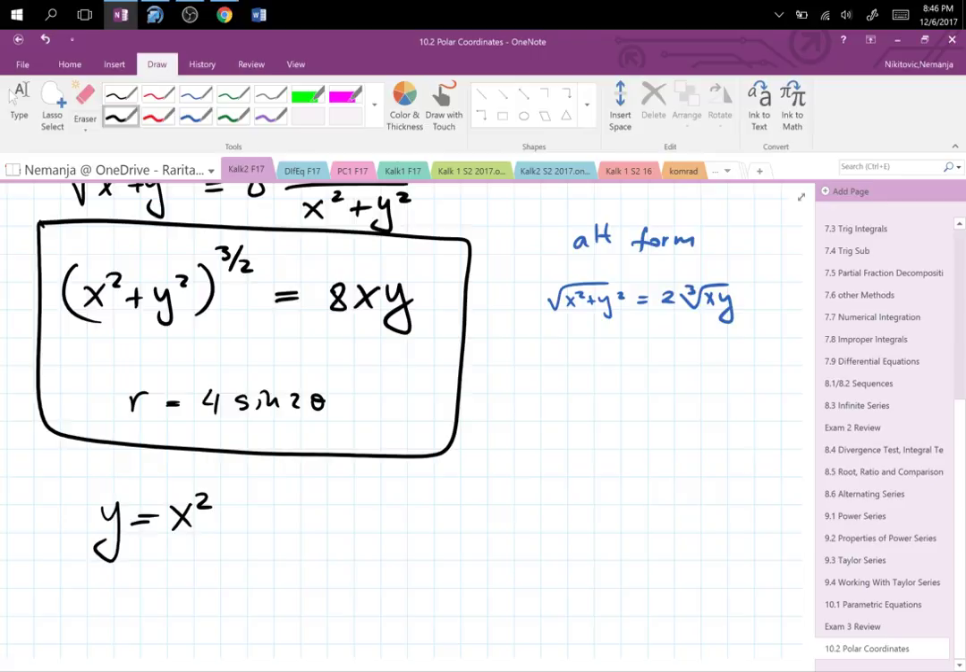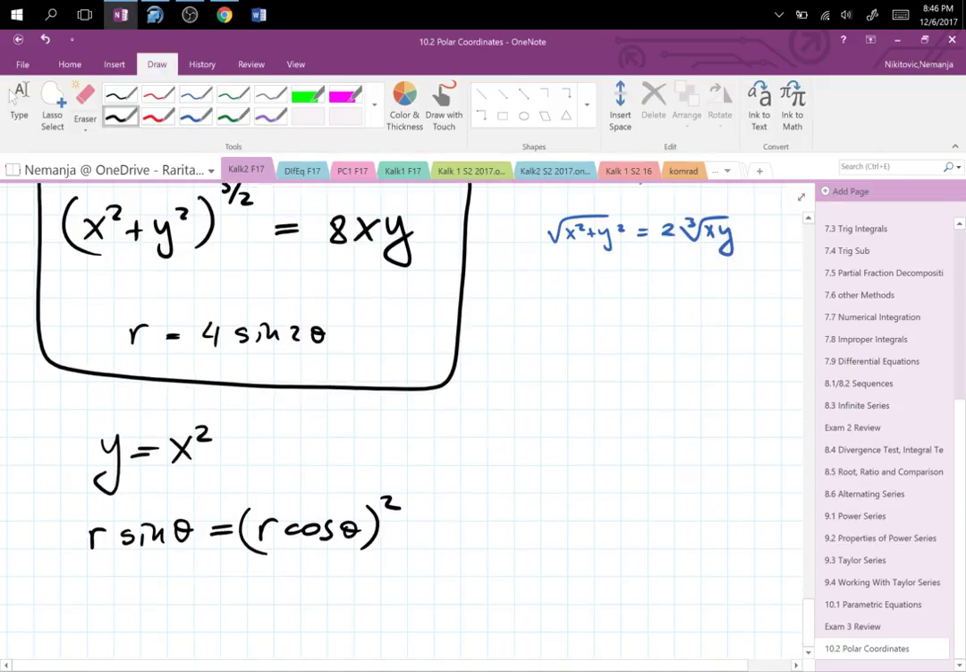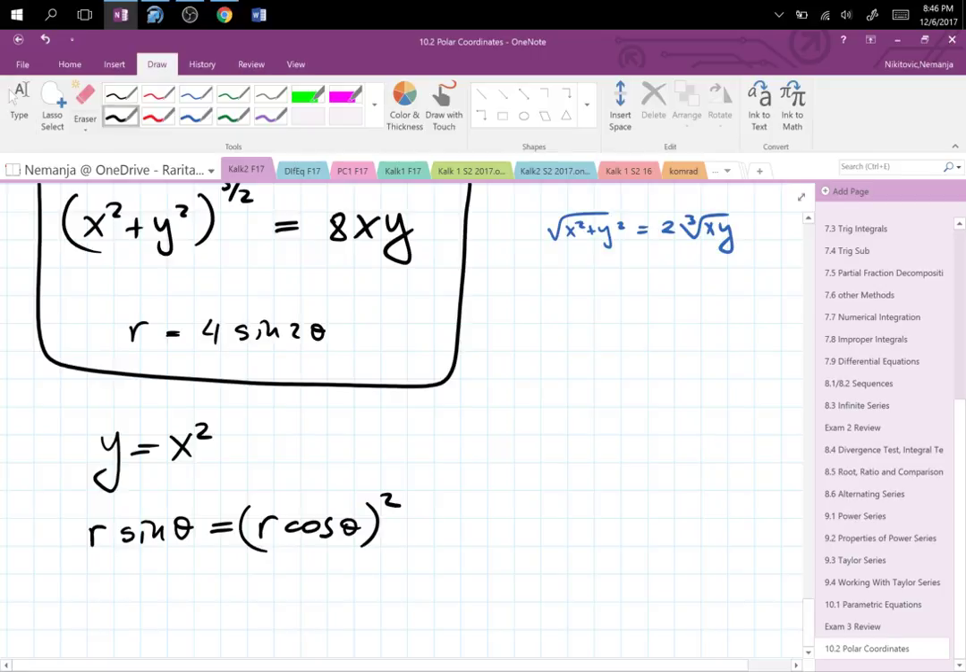You know that y is r sine theta, and you know that x is r cosine theta. Everything has to be squared now, right? So if you do this, you get r sine theta is equal to r squared cosine squared theta. You can kill off one of the r's. r cannot be 0, because it will kill the whole thing, so you can divide by r. It's okay.